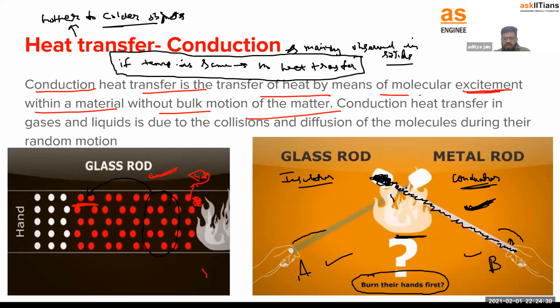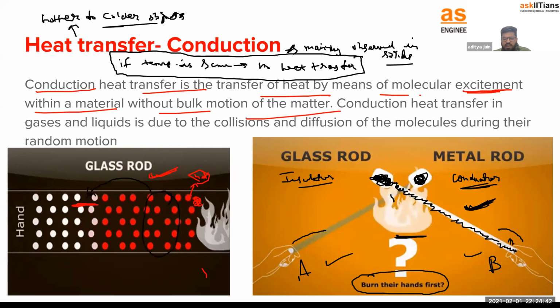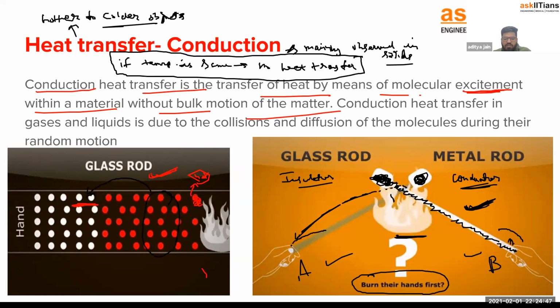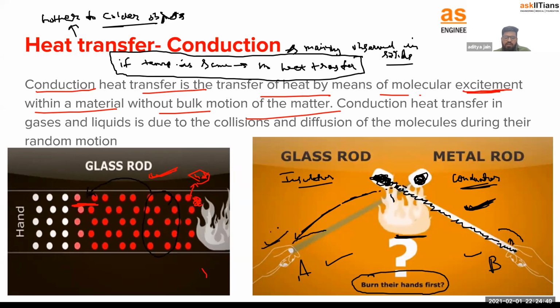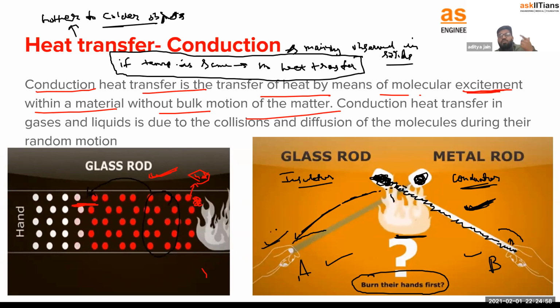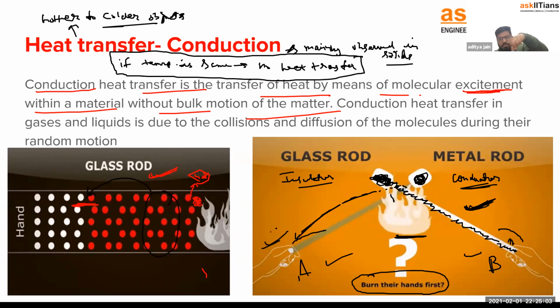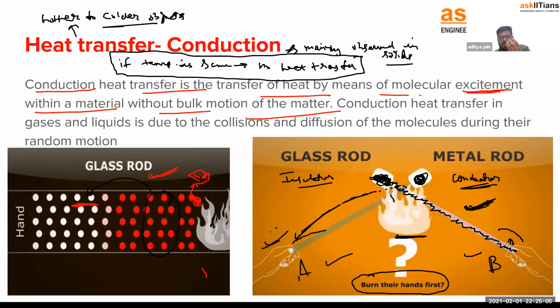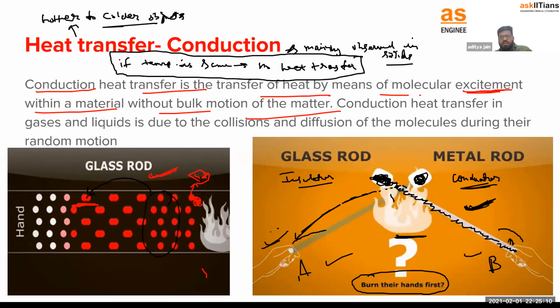But in the case of the glass rod, if this end is getting heated, the energy does not easily reach this hand because it is an insulator, so it will not feel hot. The same example I have given in the case of a pen. Why does a pen have a wooden handle? Because wood is an insulator, it will not make the wooden material hot. Although the pen is hot through conduction, the wood handle will be cold because it is an insulator, so you will be easily able to lift the pen with your hands.